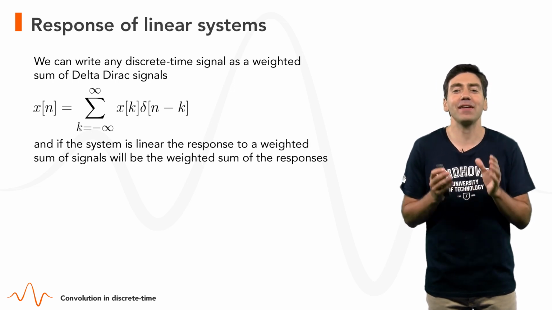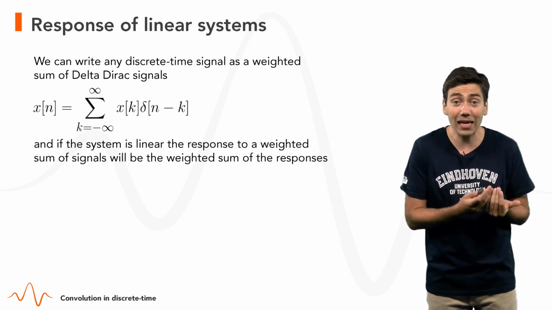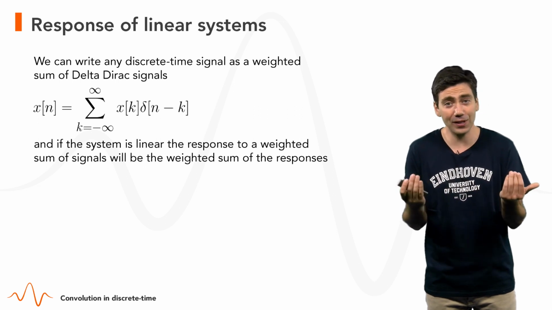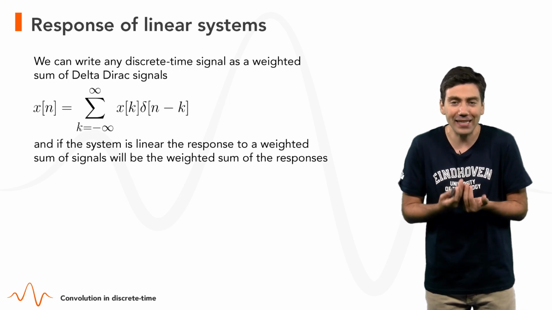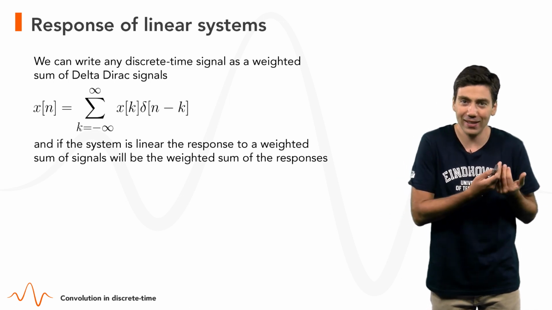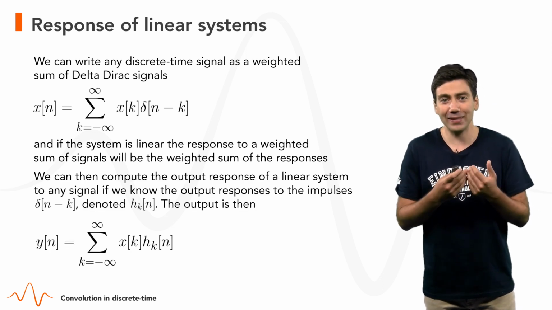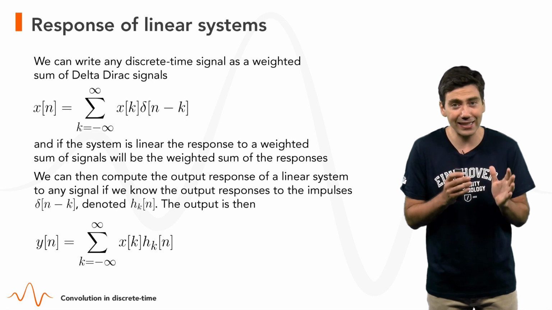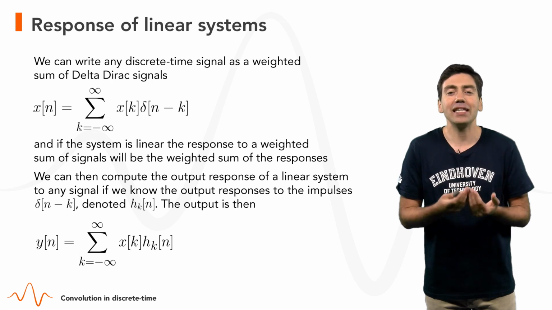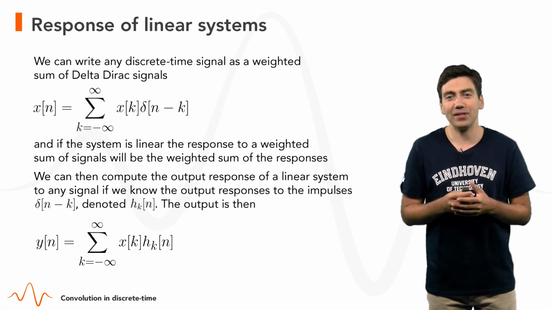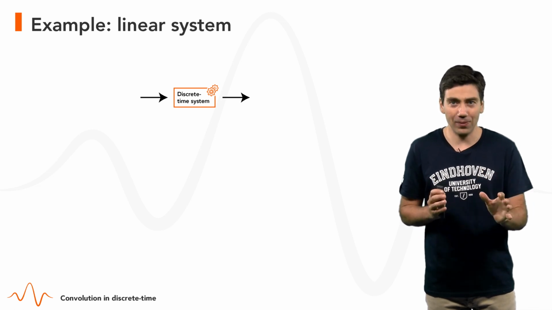Moreover, we know that if the system is linear, when we apply as an input a weighted sum of functions or signals, then the output response will be the sum of the individual responses to each of the signals. So if we know the output response to simple input signals, which are these delta Diracs shifted by different values, we can compute the output response to any input signal. Let us illustrate this with an example.